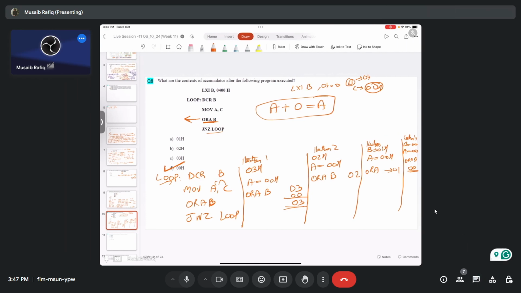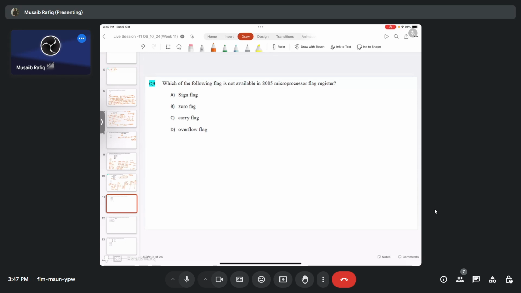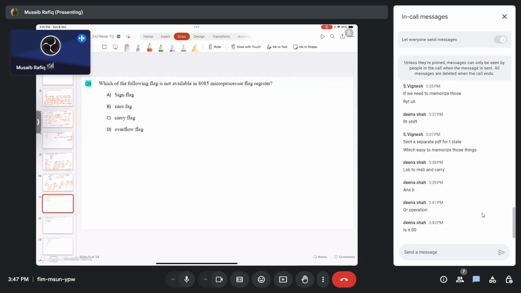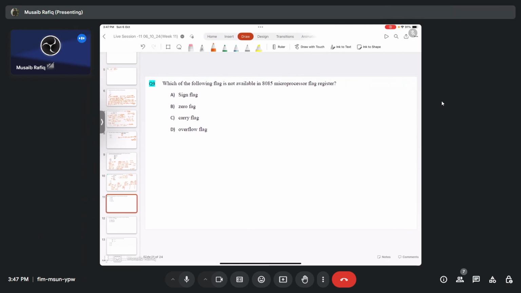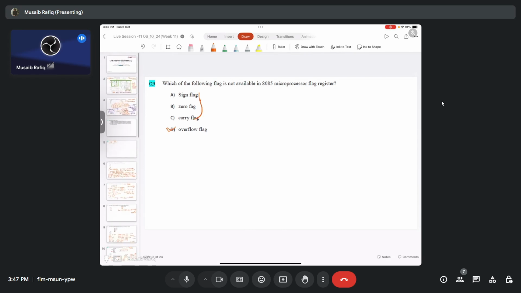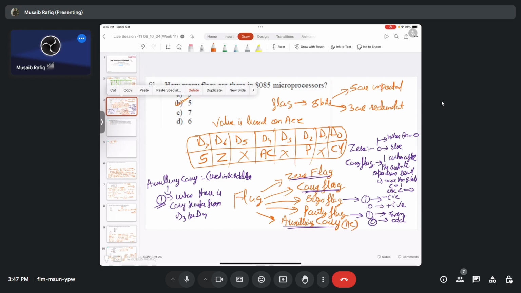Anyways, now I'll have another question for you guys. This is a simple question. You can type in your answer. Which of the following flags is not available in the 8085 microprocessor flag register? Anyone? Yes, right answer by you guys. So it's the overflow flag. We saw sign, zero, and carry flag. We even discussed this thoroughly in question number 1 as well.